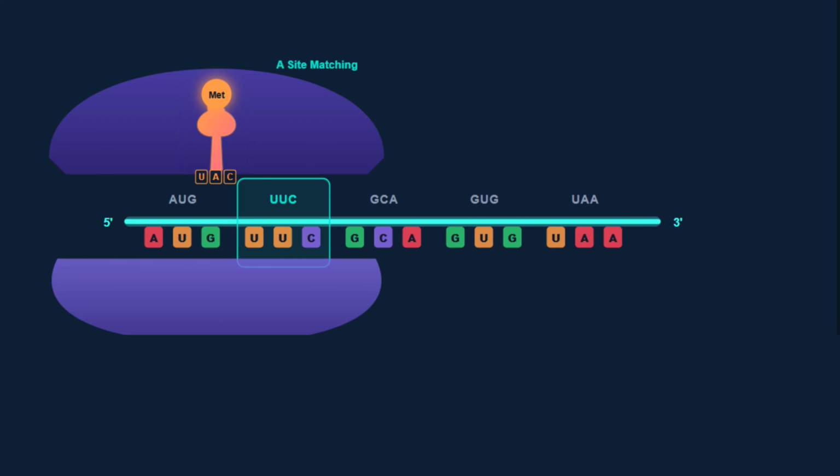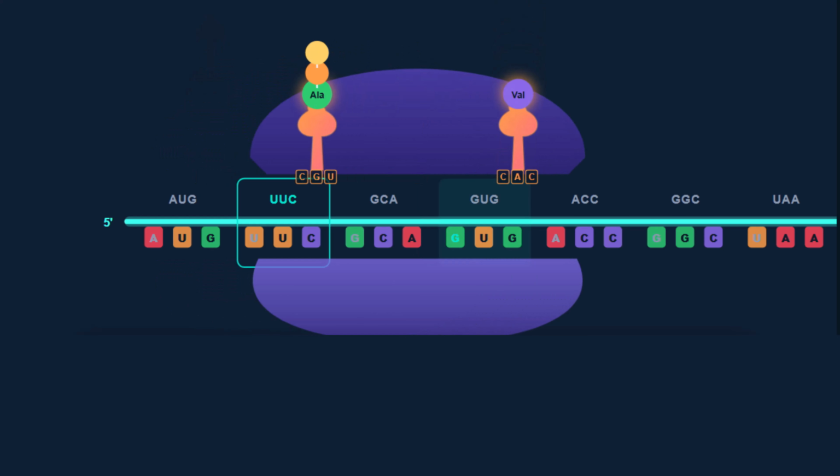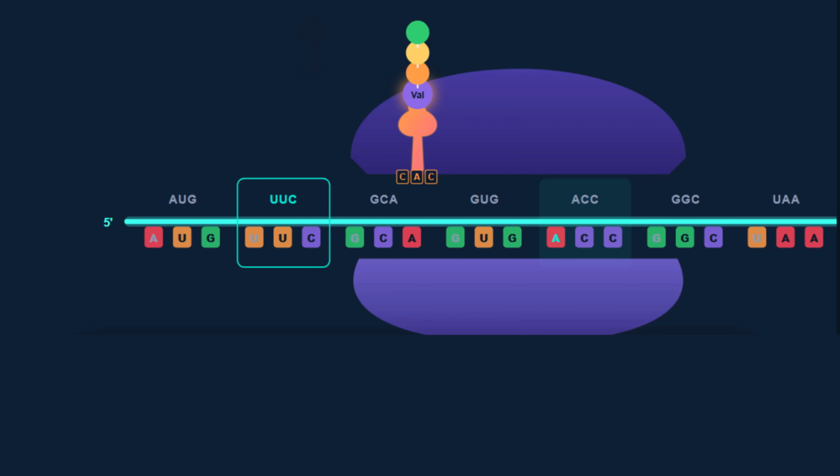The ribosome moves forward by one codon. Another tRNA arrives with the next amino acid. The ribosome forms a peptide bond between the 2 amino acids. The first tRNA is released. The chain grows. This continues codon after codon, amino acid after amino acid.